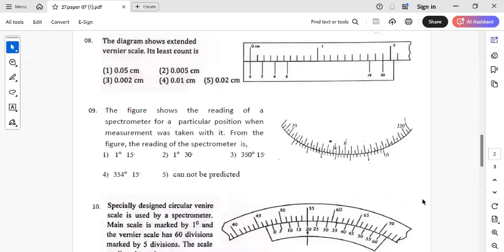Now, if you can find the answers to these, the work is done, right? You need to find the reading, right? Before you find the reading, you need to find the least count of the scale, by using the given diagram.